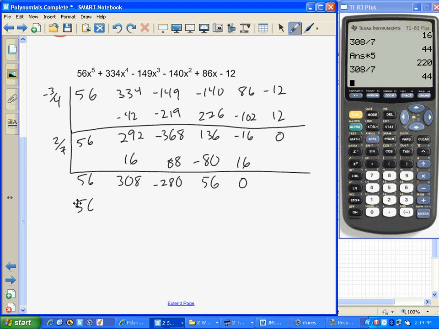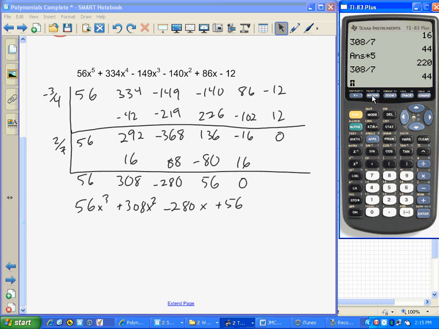Now I've got this new one, 56. Let's see, this would be constant x, x squared, x cubed. It's 308 x squared minus 280x plus 56. And that's not really helping me because actually I'm getting more factors on the top. So let's just look at my table again and make sure I didn't miss something.